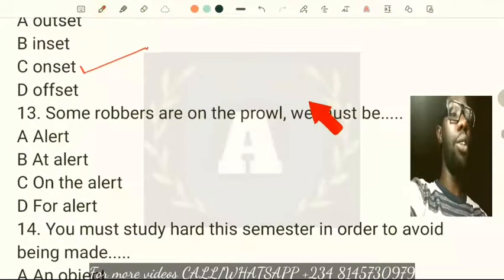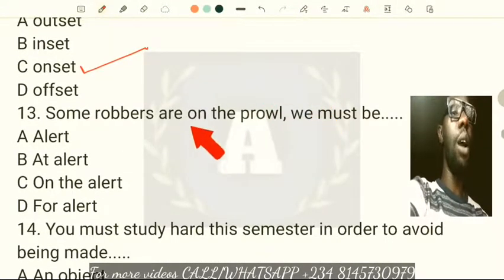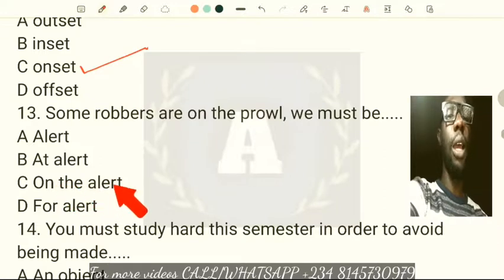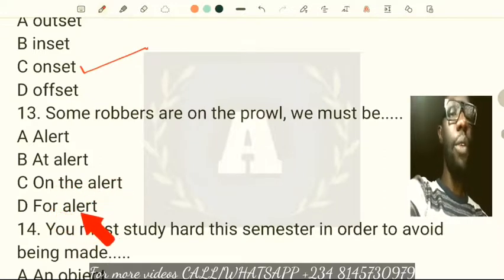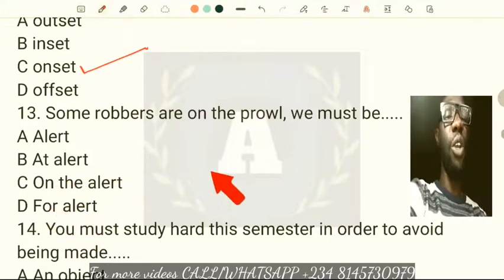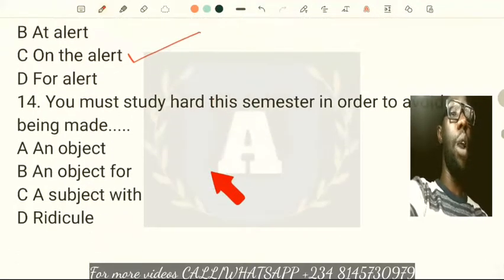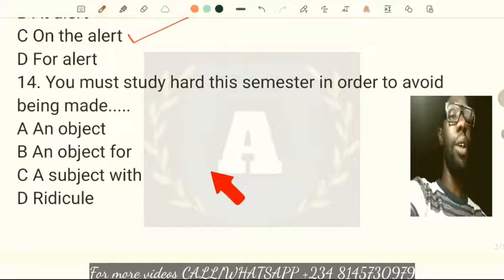Now, the next question here says, some robbers are on the prowl. We must be dash: alert, at alert, on the alert, for alert. And the answer is we must be on the alert. Okay, so we have to get ready and be very ready.